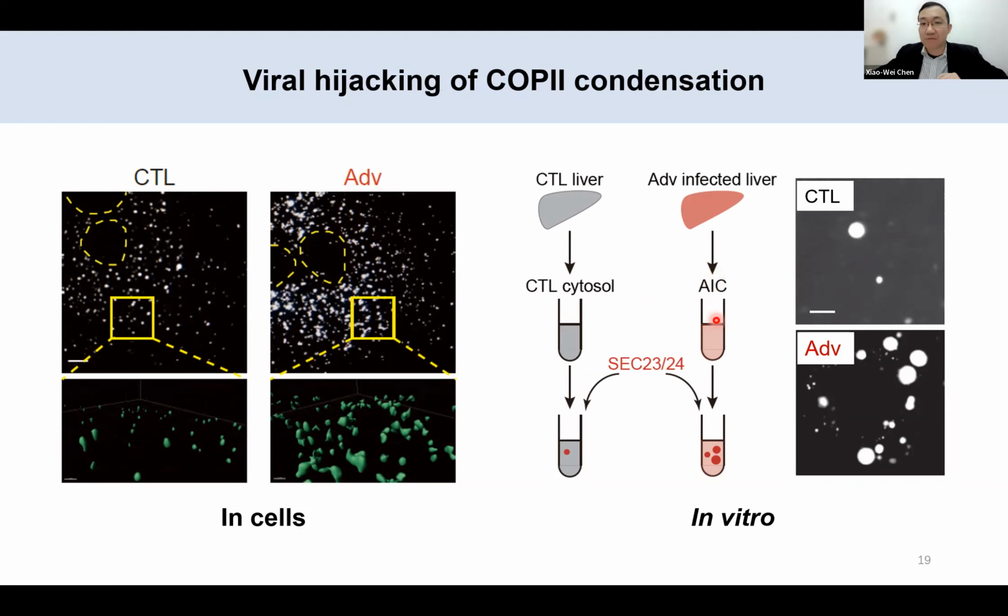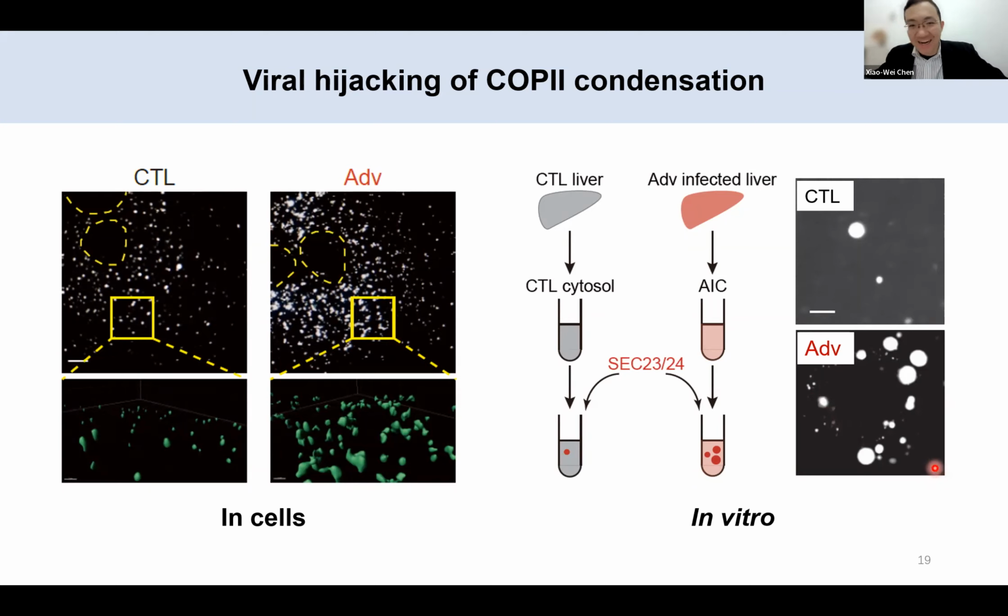And we find that in this pure in vitro setting, the adenoviral infected liver lysate was able to promote this in vitro reconstituted COPII phase separation in a test tube.